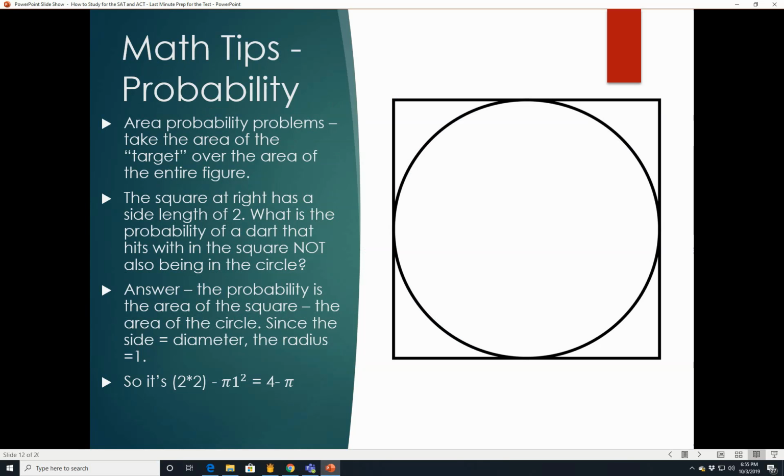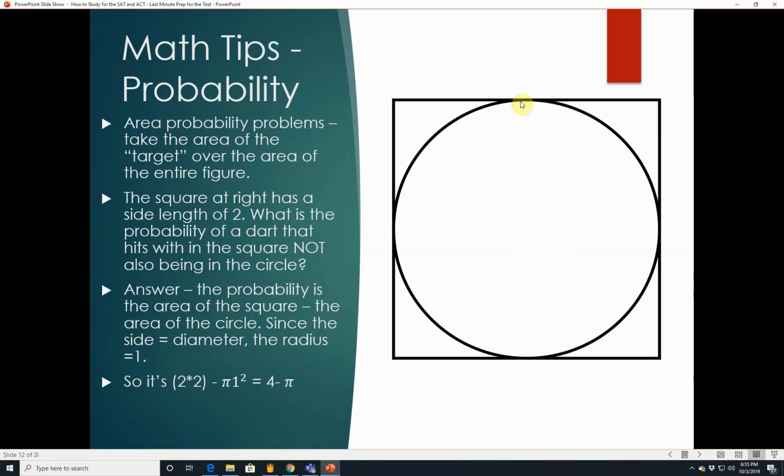So area probability problems. You want to take the area of the target over the area of the entire figure. Here we have the square at right has a side length of 2. What is the probability of a dart that hits within the square not also being in the circle? So it'd have to be in here, and here, and here, and here, but not in here. Well, the probability would be the area of the square, and since we told you the side length is 2, we know it's 2 times 2, which is 4.